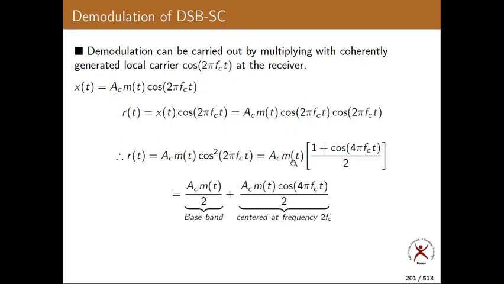If we simplify further, it is Ac m(t) by 2 plus Ac m(t) cos 4πfct by 2. Now you already know m(t) is nothing but a baseband signal. Every message signal is usually a baseband signal, so it is a low pass signal, which has very low frequencies. Whereas the second term is not a low pass signal, because you are multiplying m(t) with cos 4πfct. So can you tell me what will happen?